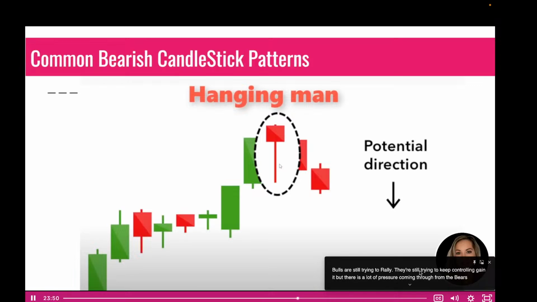This will signal to a lot of traders who are interested in getting in at a better price or potentially getting in early on in a reversal that there may be a lot of pressure coming in now from the bears. So people will look for this candle and jump in quickly sometimes. This could be a potential direction change if you saw this candle.